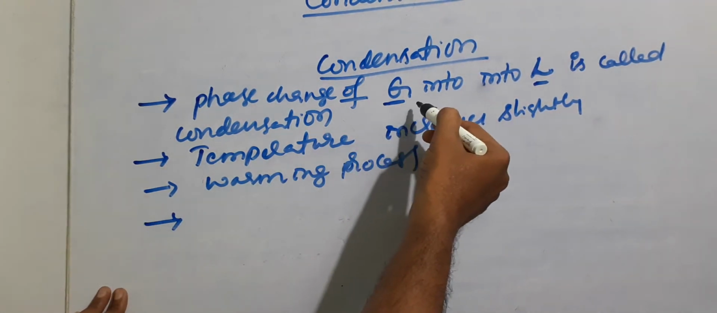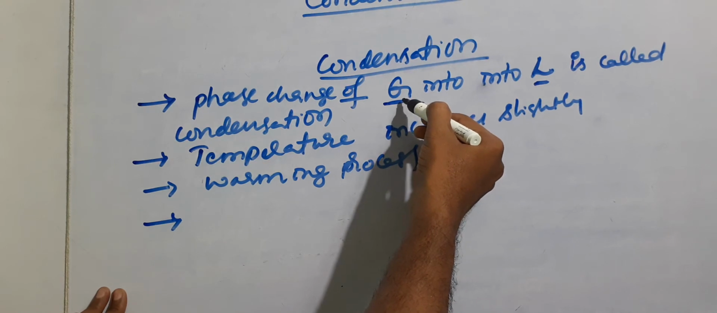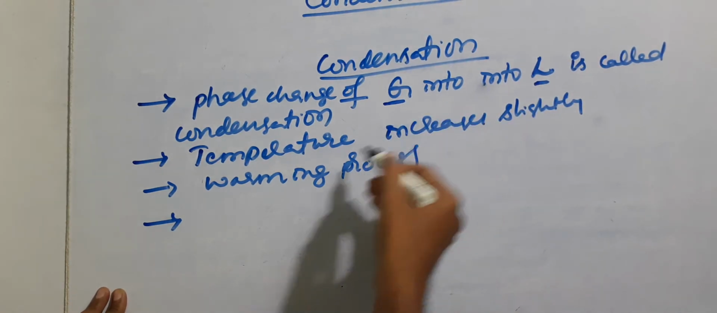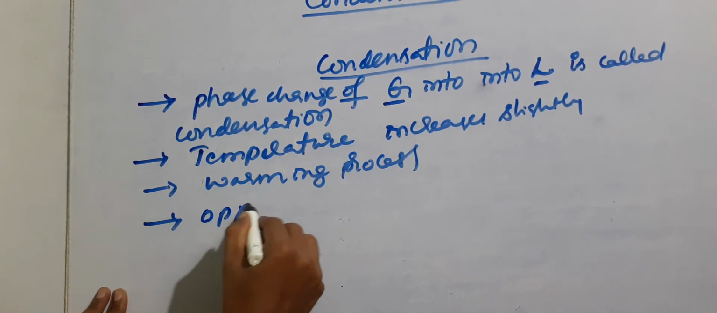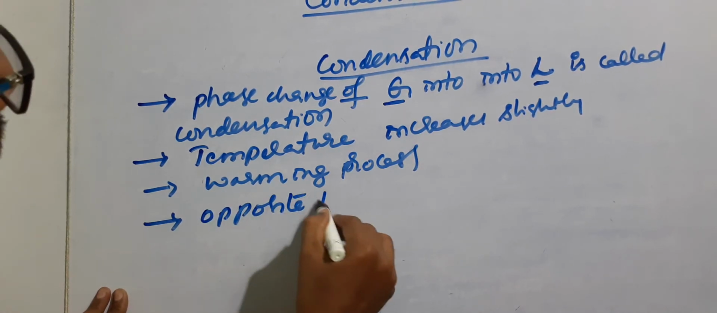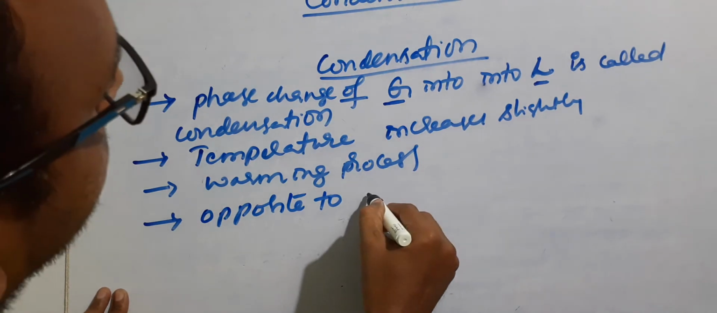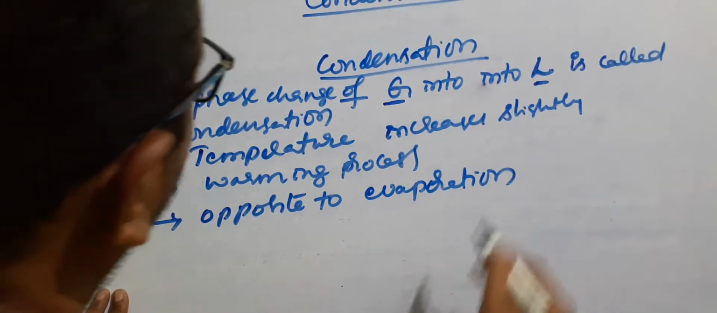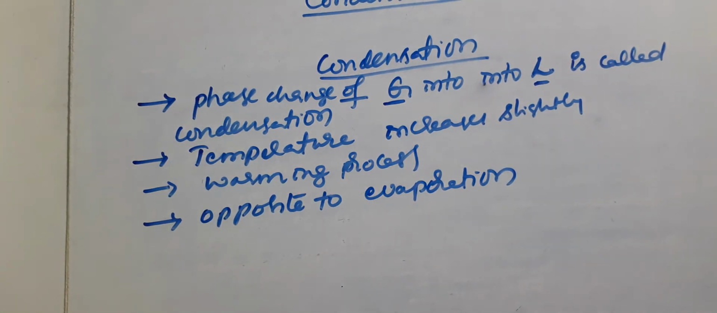And you can see in condensation there is a formation of liquid from gas. That is why it is opposite to the evaporation process. Condensation is opposite to evaporation. So phase change of gas into liquid is called condensation.